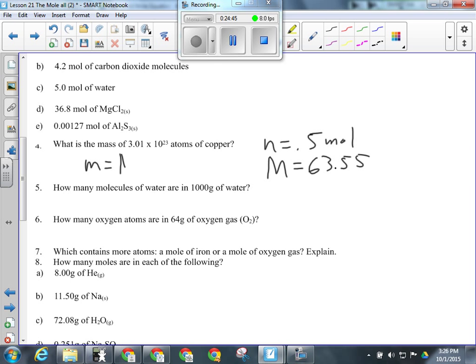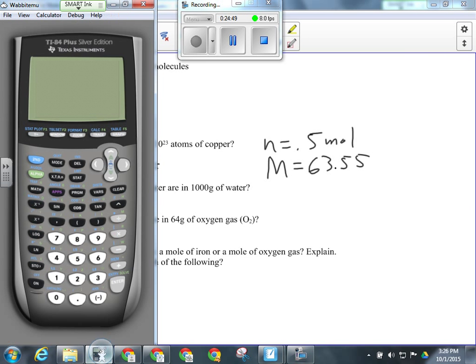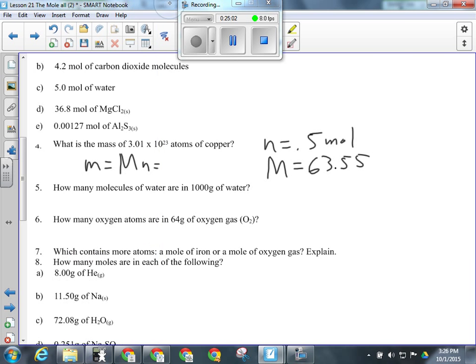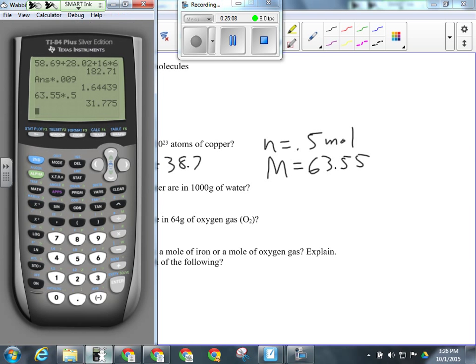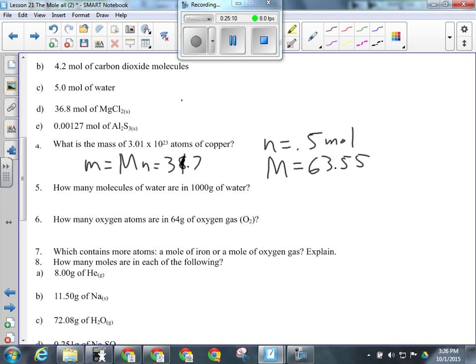Now I should be able to calculate little m, because it's big M times n. So half of 63.55 should give me the answer. 31.78 grams would be our answer there. Sorry, 31, not 38. 31.78 grams.